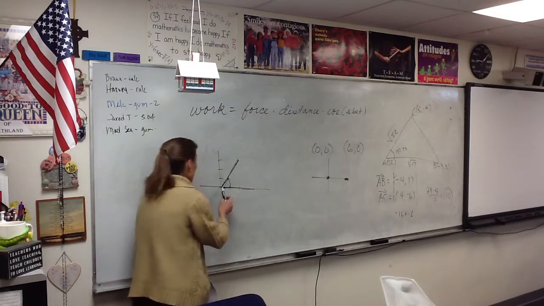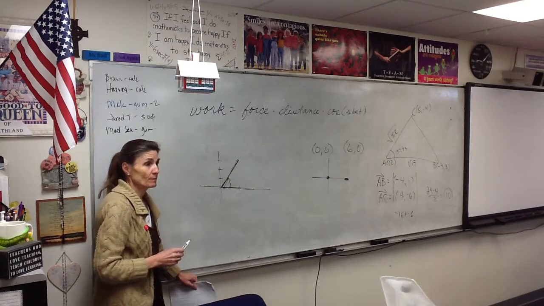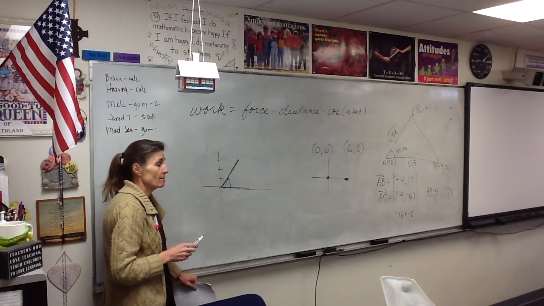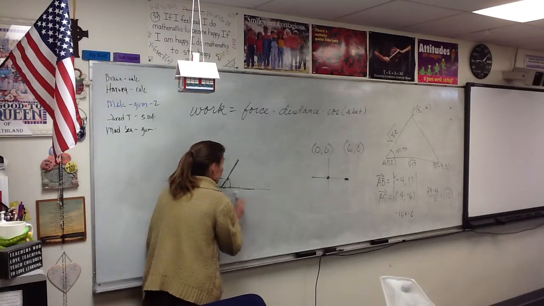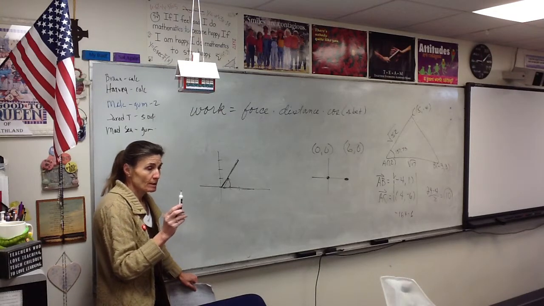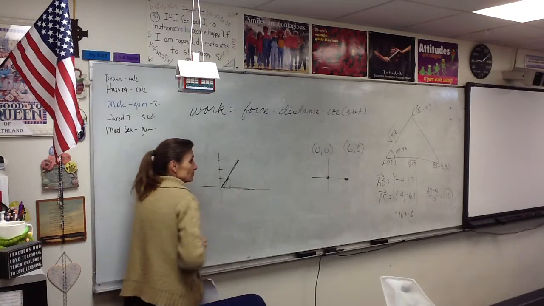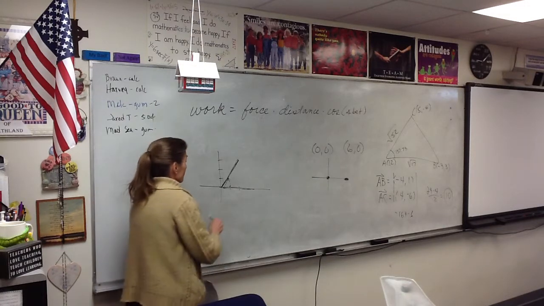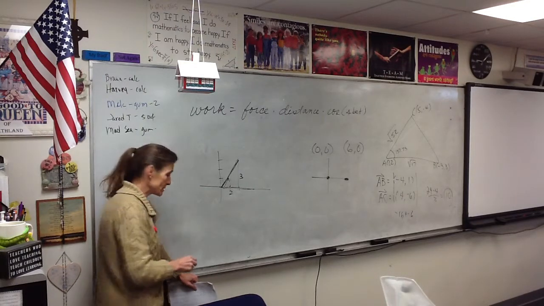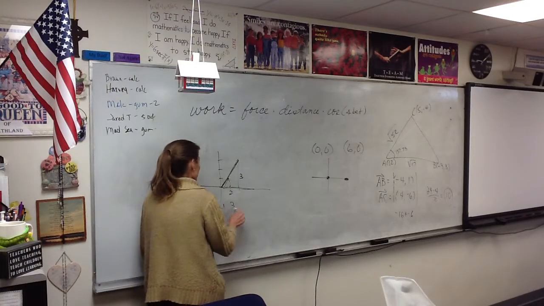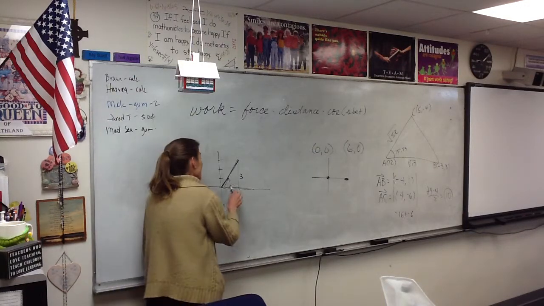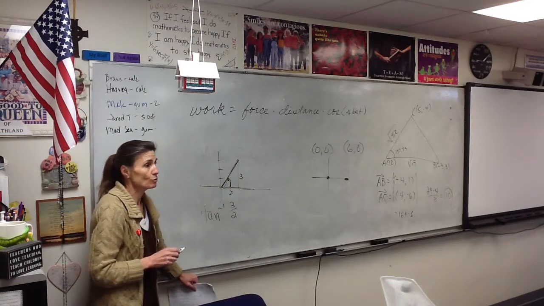Now, this will not always be horizontal. Could it be vertical? Yes. Could it be at a slant? Yes. This particular one, the object is moving horizontally. You have to read the question. Now, how am I going to find this angle? It's going over two and up three. I'm going to do inverse tangent of three halves. So type that in on your calculator and tell me what the angle is between those two things.